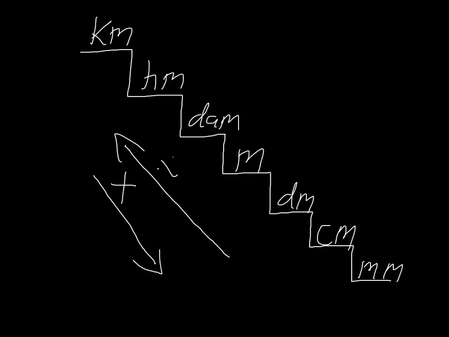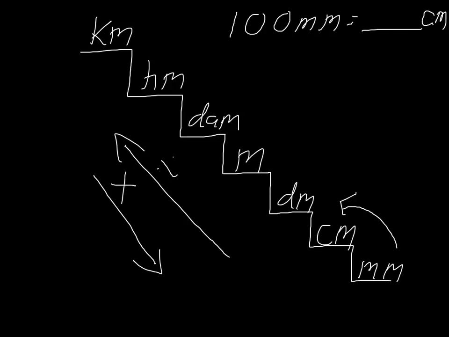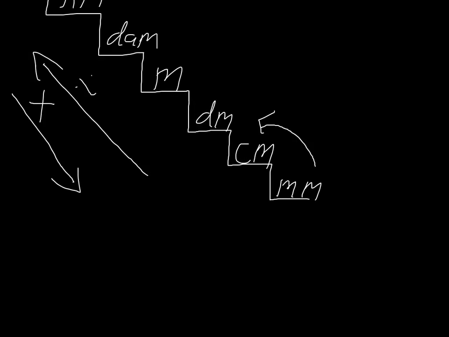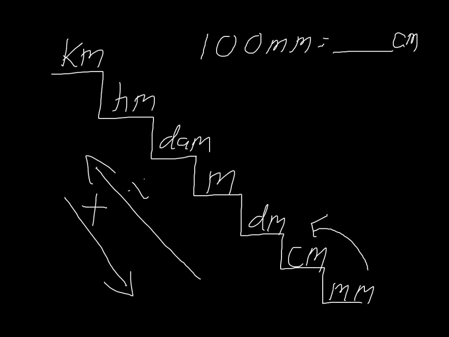Let me do a quick example. So let's say we had 100 millimeters equals blank centimeters. So we would look at what way we're going up this staircase. So we're actually going up. We're going from millimeters to centimeters. So whenever we're going up the staircase, we know that we need to divide when we're going up.